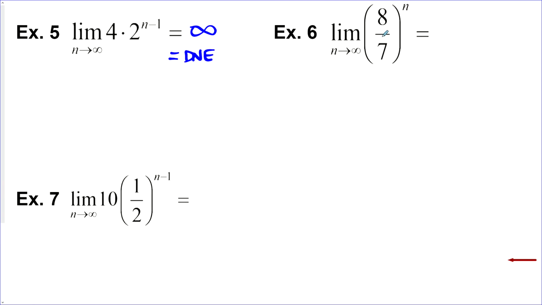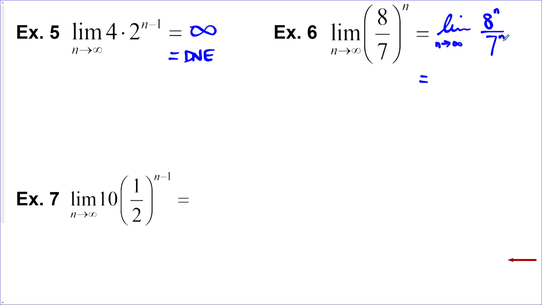Let's look at the next one. The limit as n approaches infinity of 8 over 7 to the power of n. We can break this apart, and that might help you visualize what's going on here. So we have 8 to the power of n, and we have 7 to the power of n. Now, if you think of these two independently, we've got 8 to the power of n, or 8 to the power of infinity. Well, that's going to be infinity. And we've got 7 to the power of infinity. Well, that's also going to be infinity.